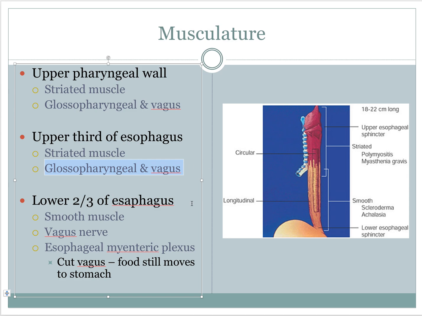The lower 2/3 of the esophagus are all smooth muscle. So, whoops, this is going to be completely involuntary. It's innervated by the vagus nerve, and there's a myenteric plexus in the level of the esophagus. If you do cut the vagus, because of the myenteric plexus, the food does move to the stomach, but it's not as orchestrated. So I want you to know that the myenteric plexus is so strong that you can move food very easily.